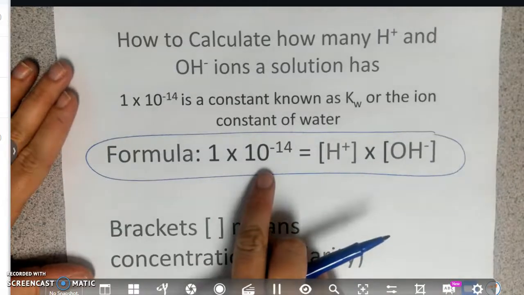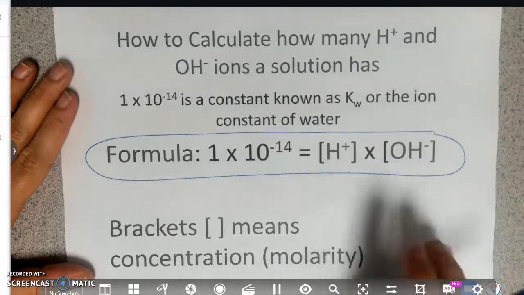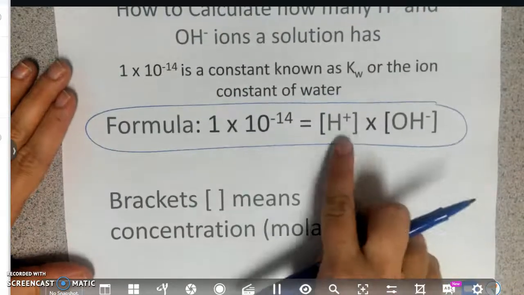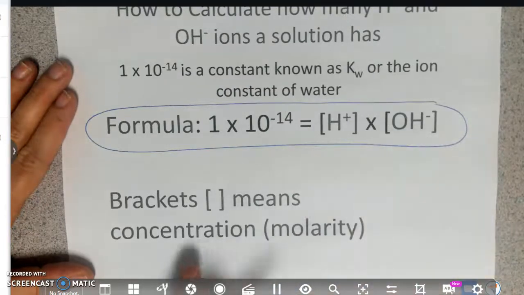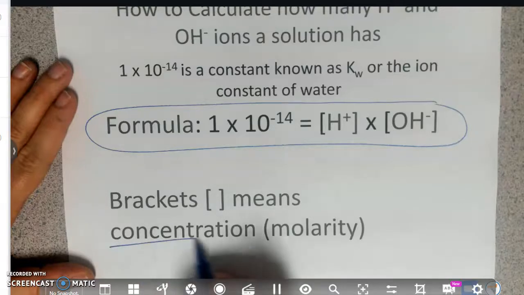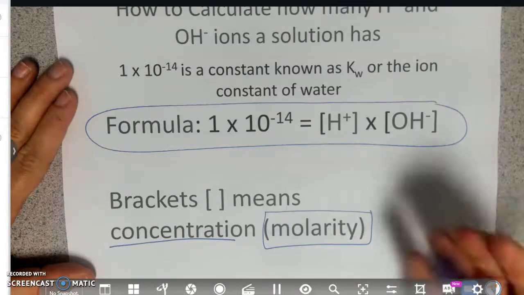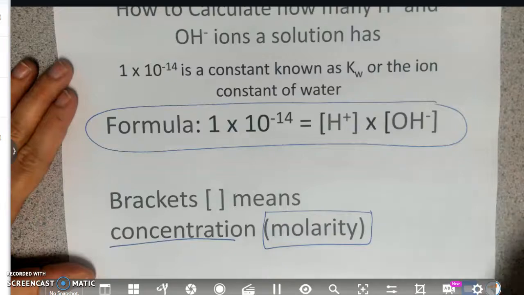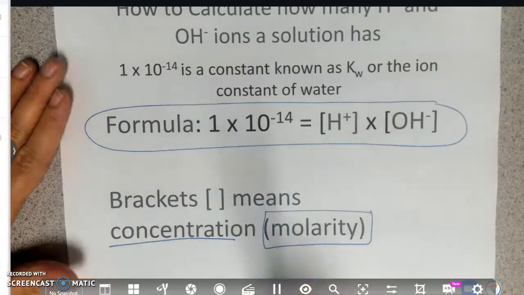1 times 10 to the negative 14, which is known as the ion constant of water, will always equal the concentration of hydrogen ions times the concentration of hydroxide ions. Now, these brackets, they're brackets, not parentheses, because they mean concentration, which is molarity. So this is our first formula. When you multiply H times OH, it will always equal this number.